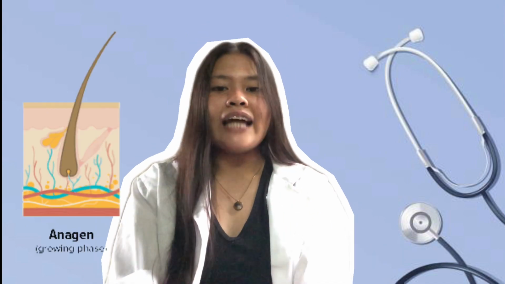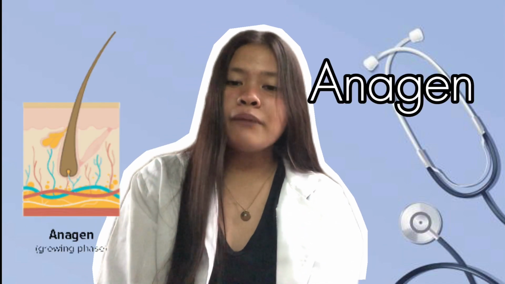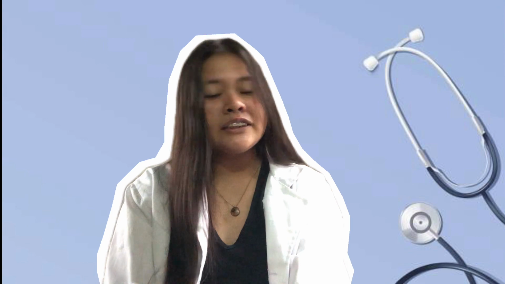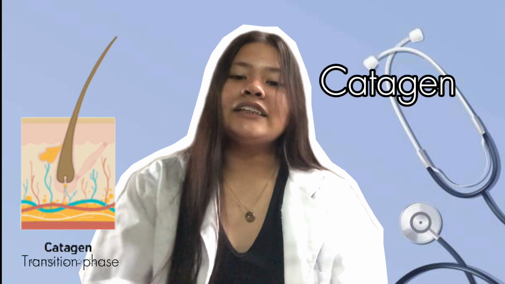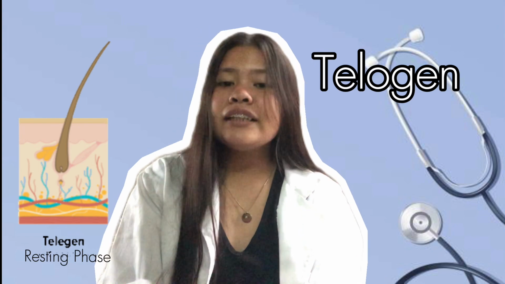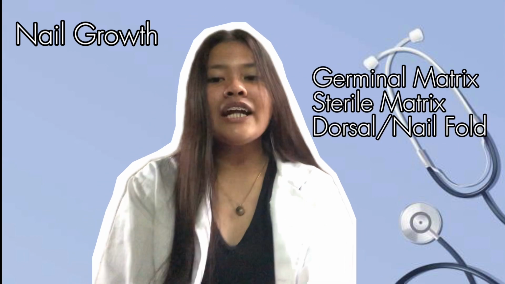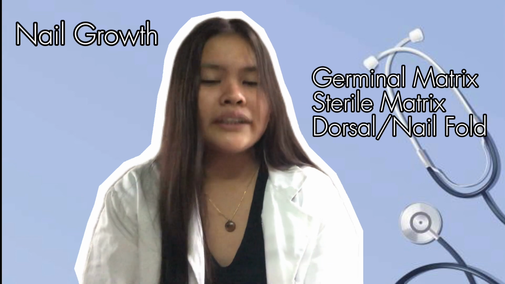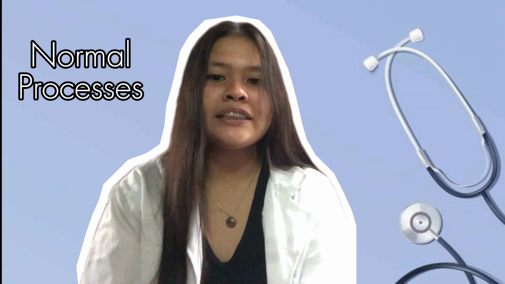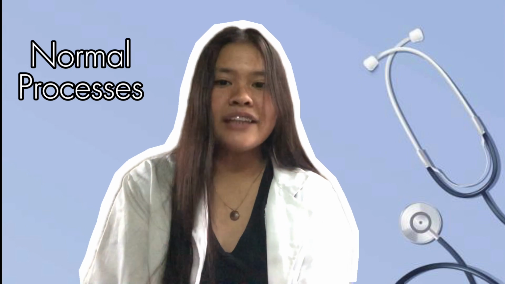The first one is anagen. It is the active phase of the hair. Next stage is the catagen. This is the transitional phase, and the last stage is telogen. It is the resting phase. Meanwhile, nail growth is separated into three areas: the germinal matrix, sterile matrix, and dorsal or nail fold. Basically, these three are the normal processes that occur in our integumentary system.